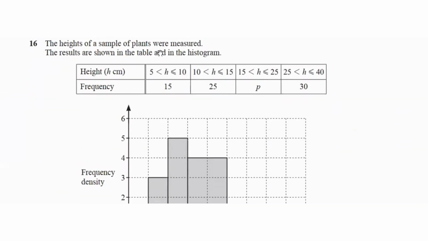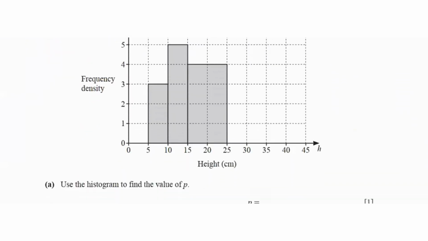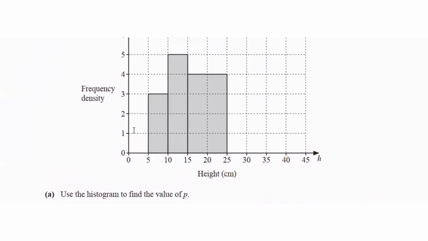The heights of a sample of plants were measured. The results are shown in the table and in the histogram. Use the histogram to find the value of P.